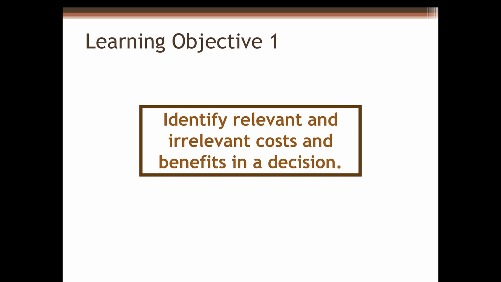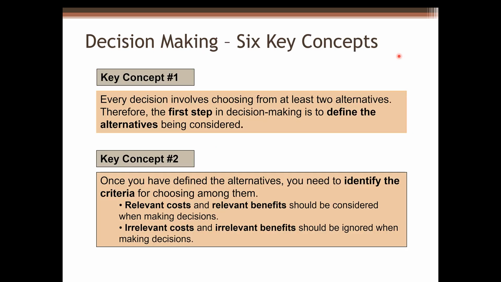Learning Objective 1, let's identify relevant and irrelevant costs and benefits in a decision. Let's first go over key concepts in decision-making and explain some cost definitions. Some cost terms are not new. We've learned them in Chapter 1.